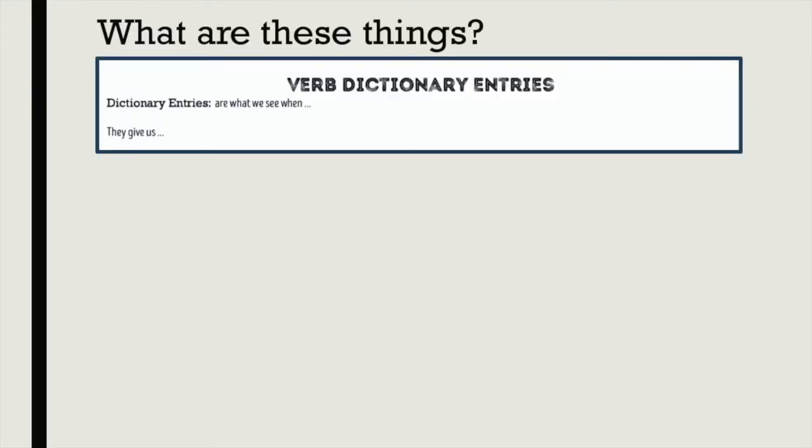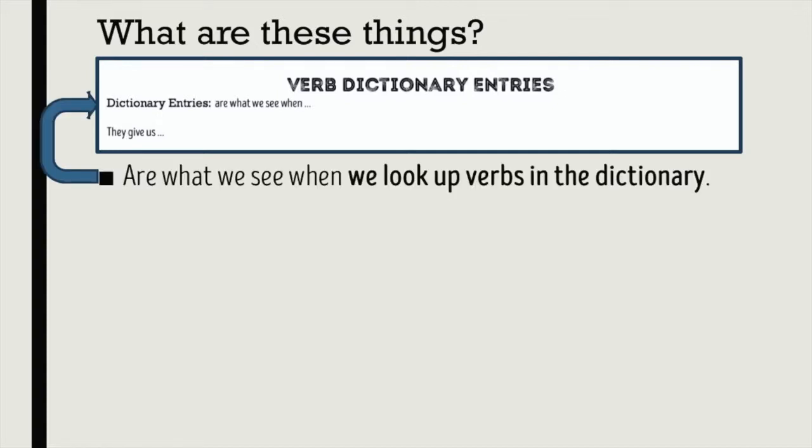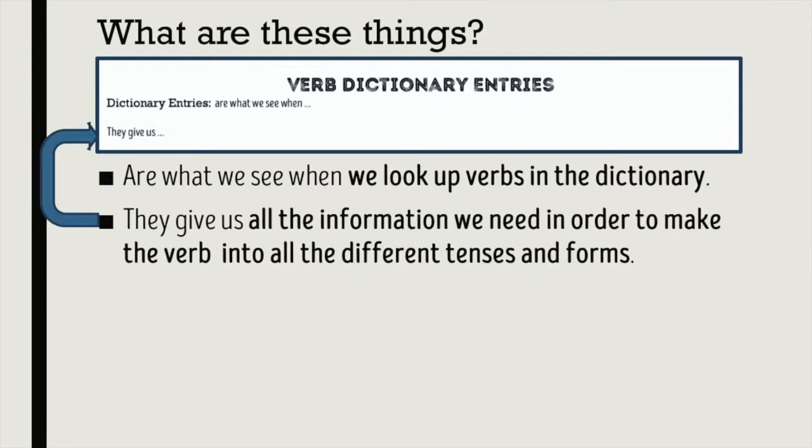So we're going to start at the tip top of your notes. First of all, dictionary entries are aptly named because they're what we see when we look verbs up in the dictionary. And the reason we need them is that they give us all the information we need to make the verb into all the different tenses and forms.